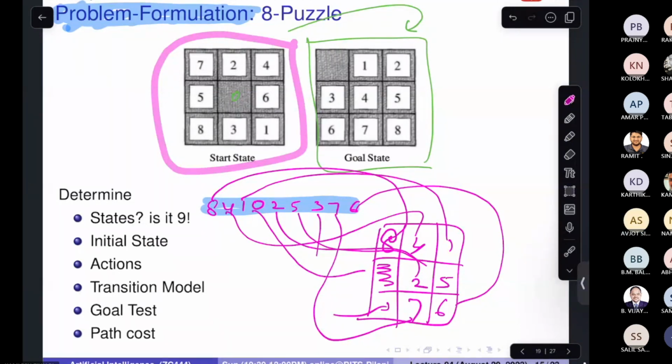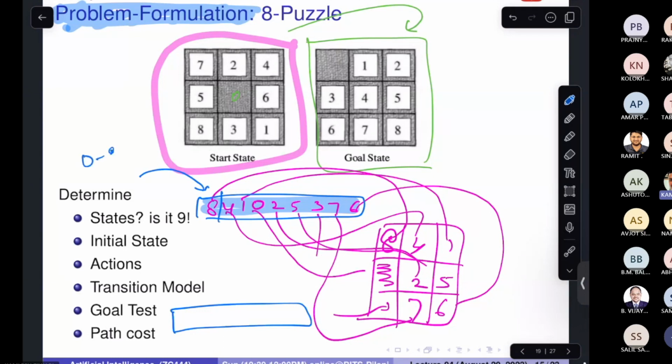9 factorial. Because it is a vector of size 9, at the first place you can put 9 values, since 0 to 8 is 9 values. Then for the next place you can put 8 values, similarly 7 values over here, and the last remaining one would be here. So all possible ways is 9 factorial. What is the initial state?